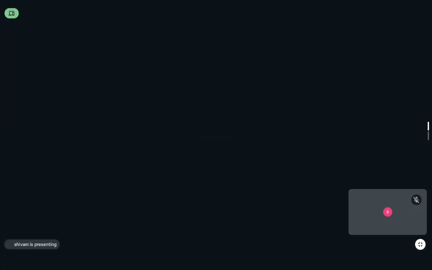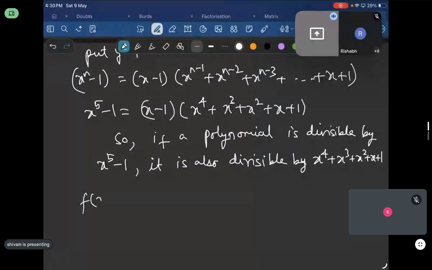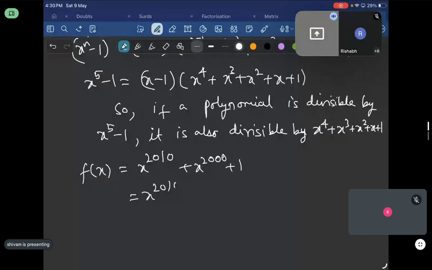Okay? So everyone, now see the polynomial f of x equal to x to the power 2010 plus x to the power 2000 plus 1. What I am going to do is subtract 1 and add 1. This will give us x to the power 2010 minus 1 plus x to the power 2000 minus 1. I have subtracted 2, so I'll add 2: plus 1 plus 2. This is divisible by x to the power 5 minus 1, and this is also divisible by x to the power 5 minus 1. Each will give the remainder 0. So what is the remainder? Therefore the remainder is equal to 3.